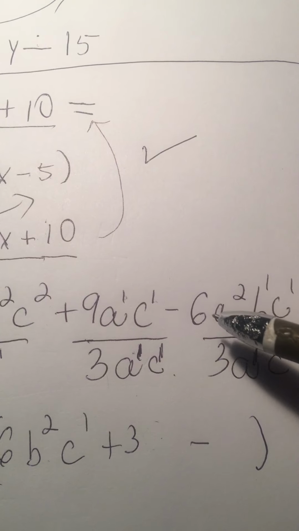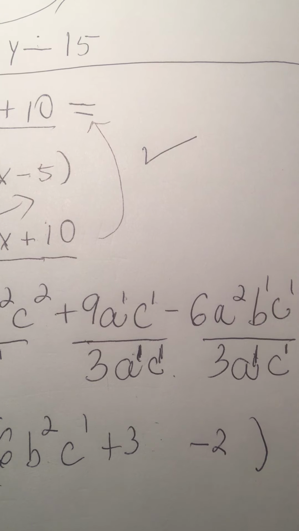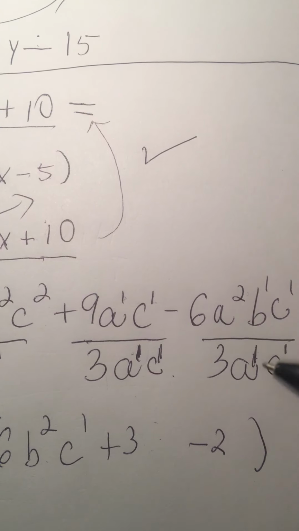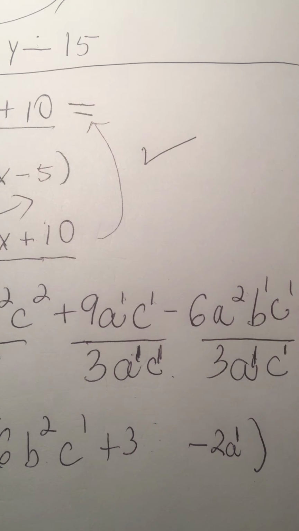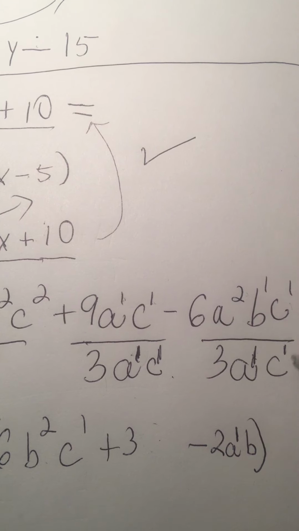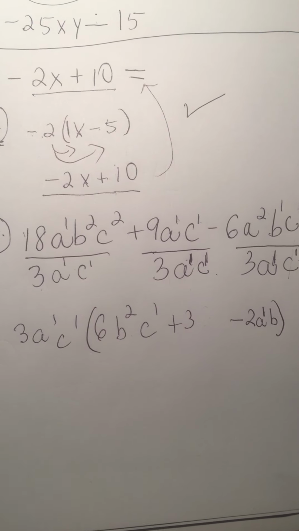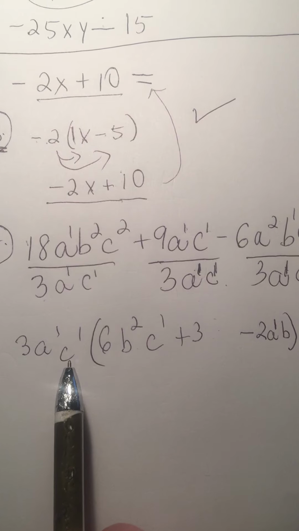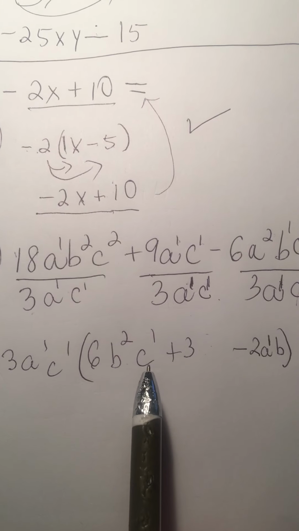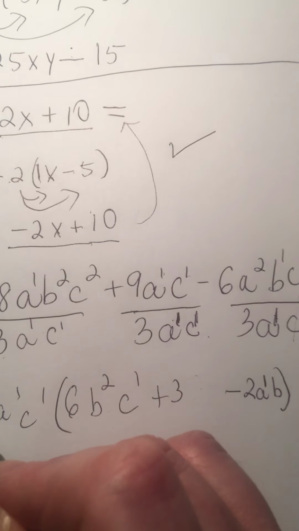All right, last part of the equation. 6 divided by 3 is 2. Now we're looking at our A's. 2 minus 1 is just 1. A to the first power. Now there's no B, so don't forget you have to write that B in. And C1 and C1 are identical, so they just cancel out. Or C1 minus C1 is just C to the 0, which is still 1. Okay, so our final answer will be 3A to the first power C to the first power, 6B squared, C to the first power plus 3 minus 2AB. So this is your final answer.